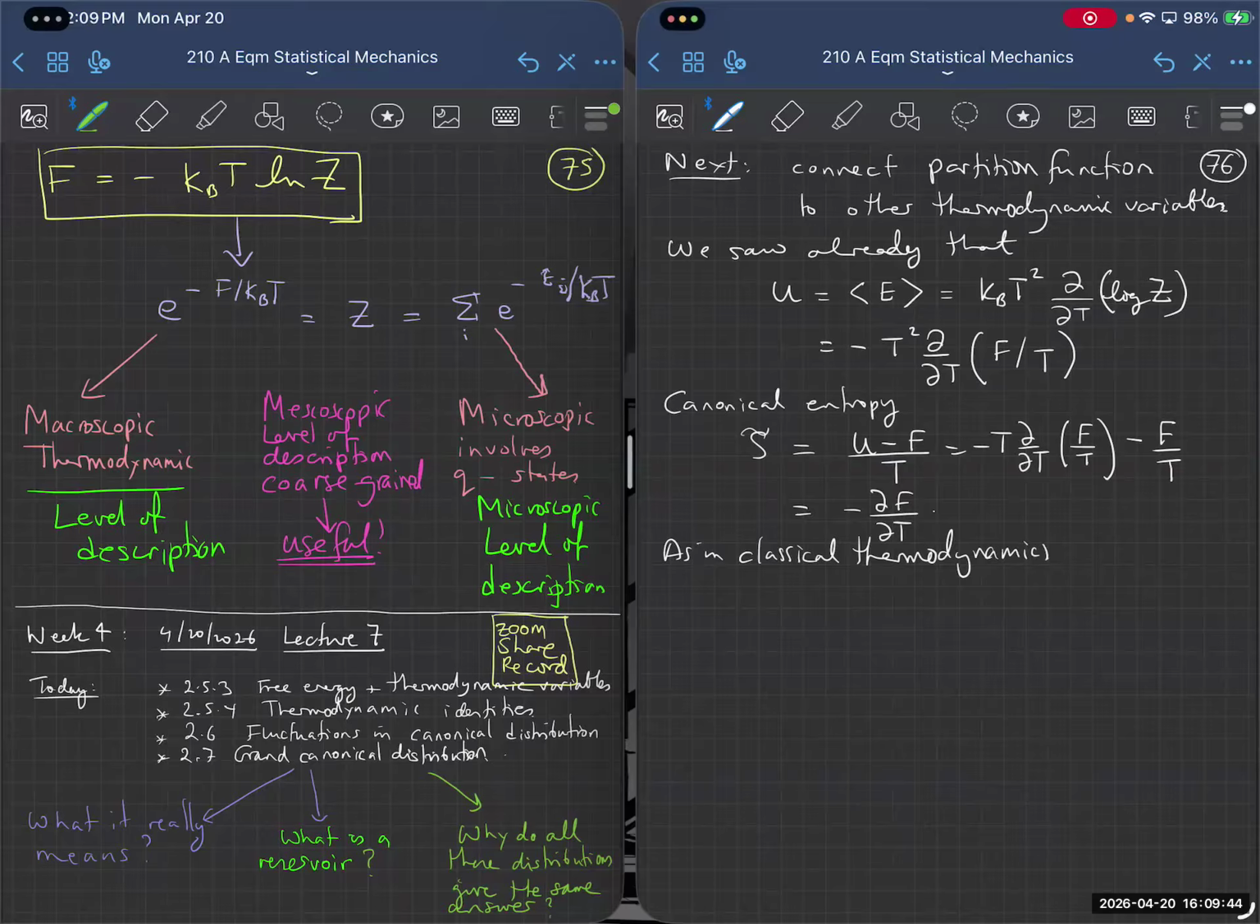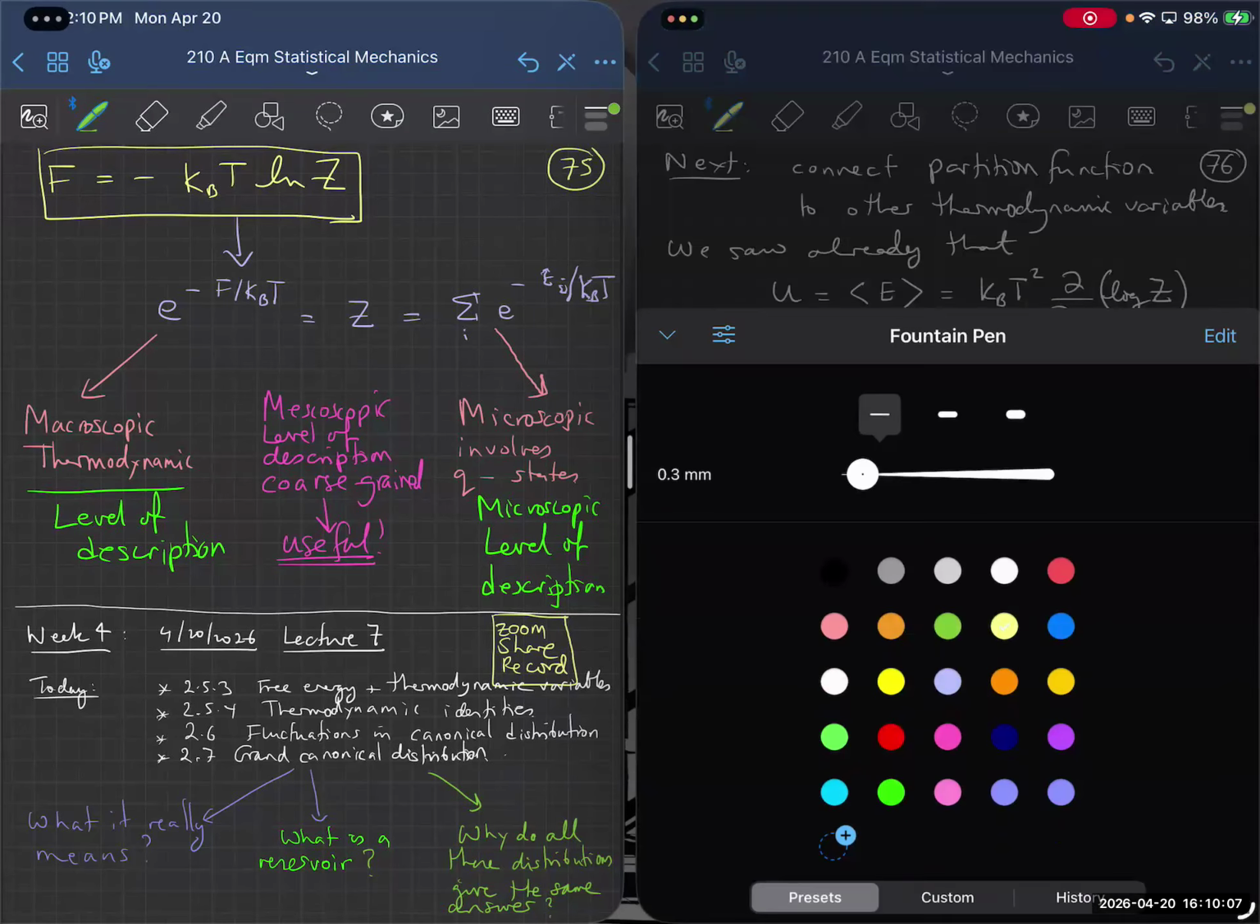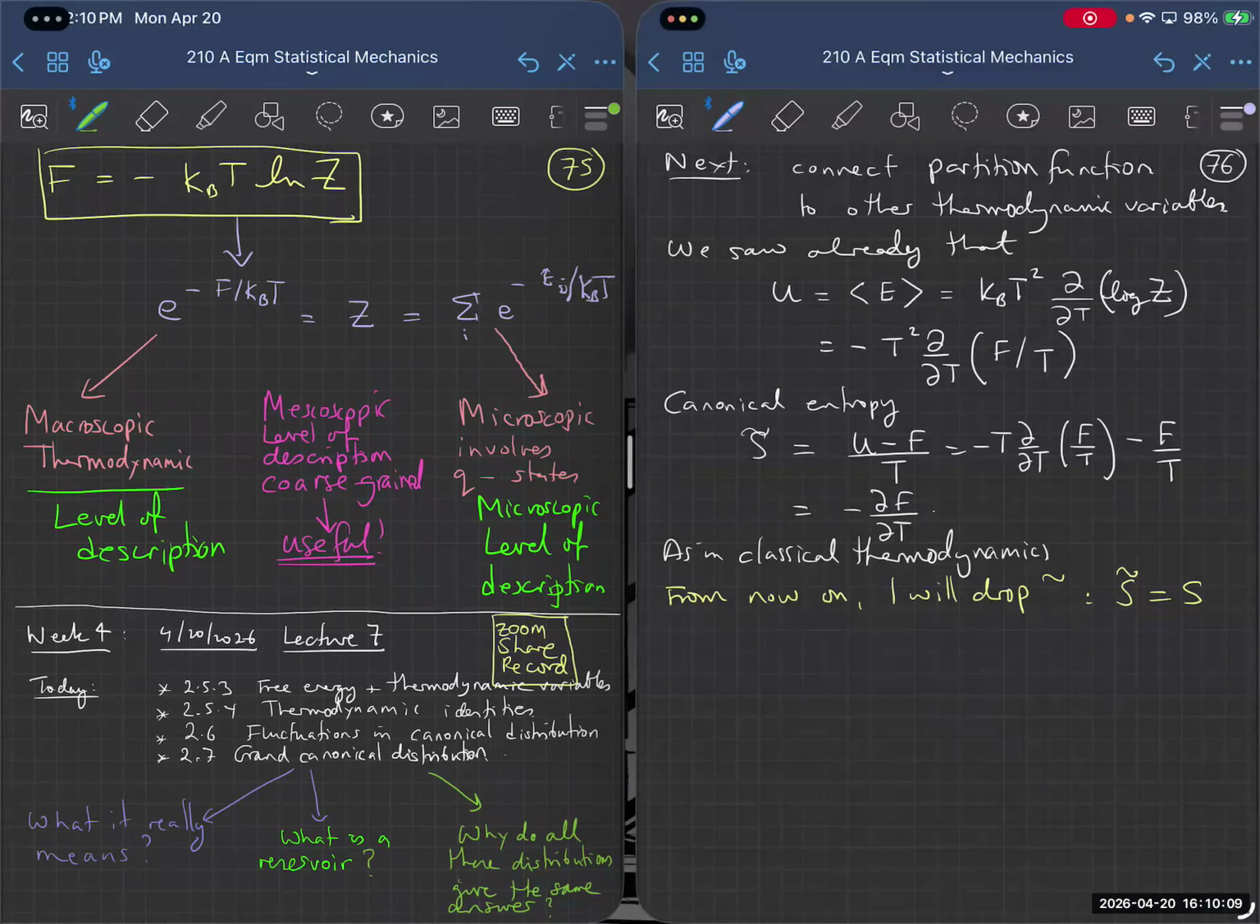From now on, I'm going to drop the tilde, just to give you a warning. In other words, S tilde is now going to be written simply as S. Okay, that shows you how we start doing this. Now I want to introduce thermodynamic relations and thermodynamic identities.